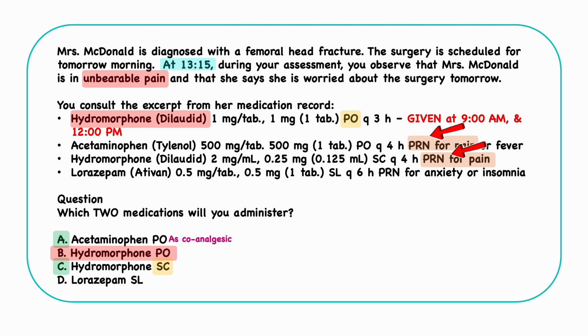Answer B, hydromorphone PO. This cannot be administered at 13:15 as timing may not align with the prescription. It was last given at 12 o'clock. This medication should be administered every 3 hours. Answer D, anxiety medication. The patient does not show signs of psychological distress, so this is not appropriate.